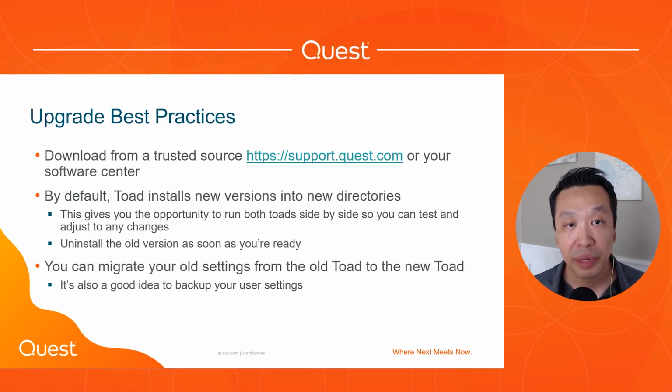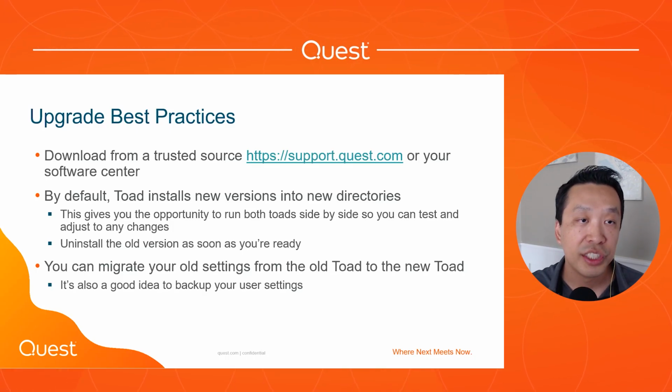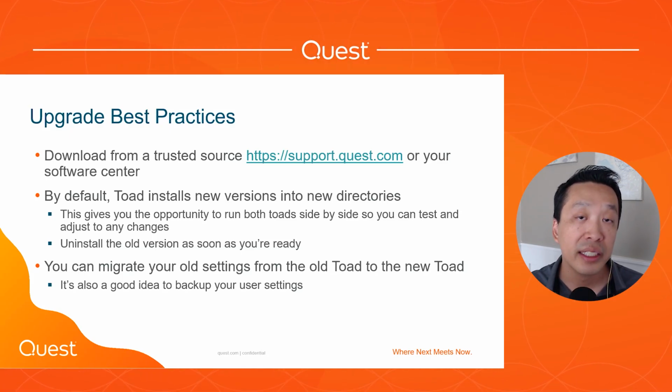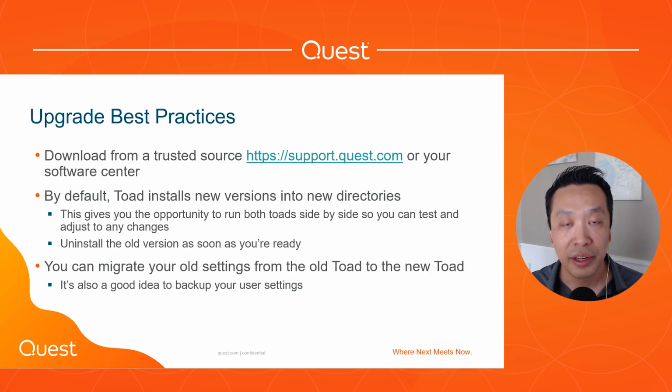One thing I also want to mention is that the default installation of Toad will install new versions into its own directory. So you can keep your old version of Toad, just shut it down, install the new version. The new version will be installed into a new directory, and you can have both versions running side by side. So, install the new version, use it, and once you feel comfortable with it, you can then go ahead and uninstall your old version.